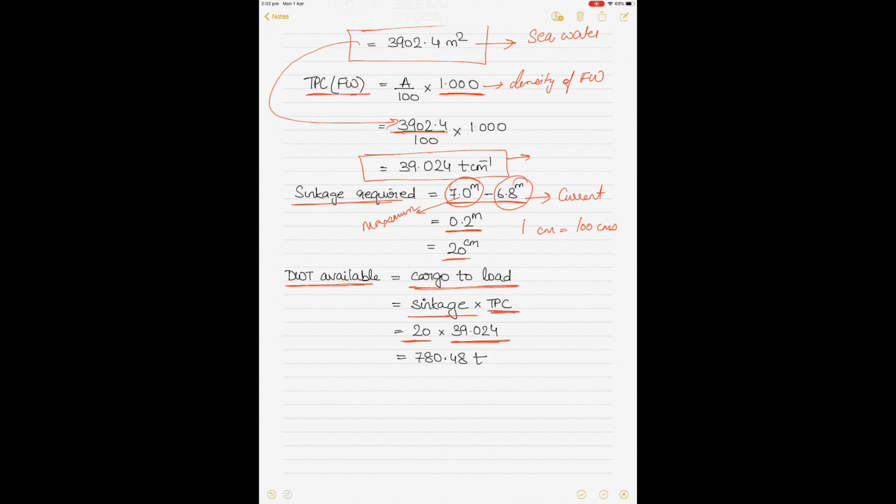You can also think about it like this. TPC is the amount of cargo that you can load to sink the vessel by 1 centimeter. That is for 1 centimeter, but you need to find out for 20 centimeters. Therefore, if for 1 centimeter you can put 39 tons of cargo, which is your TPC, then for 20 centimeters of sinkage you just multiply 20 by 39.024 and you get your deadweight.